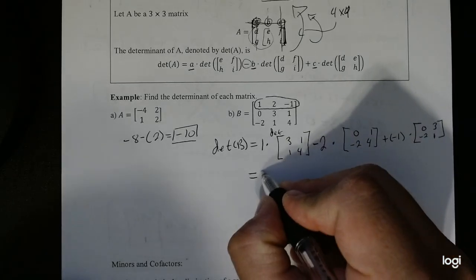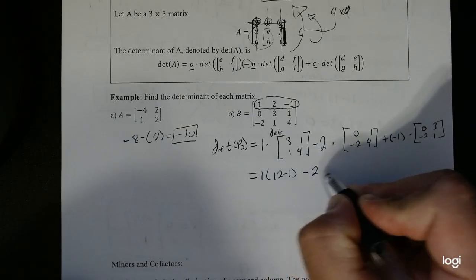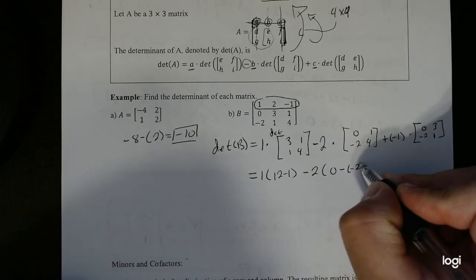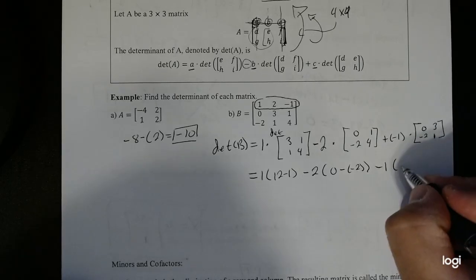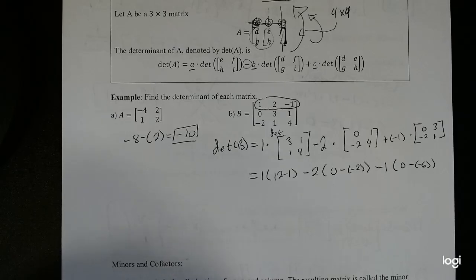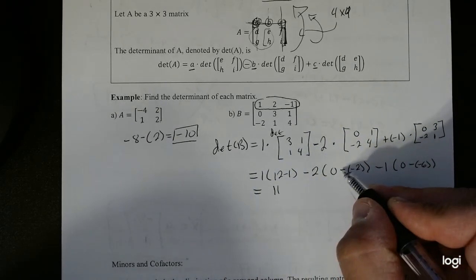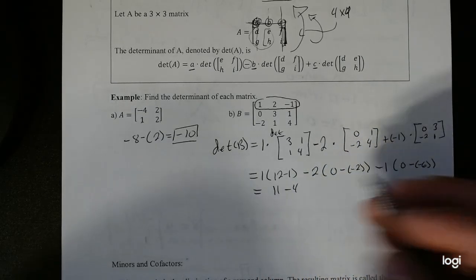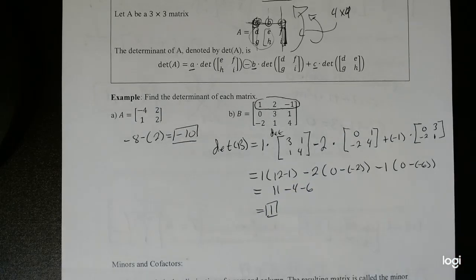Okay. And now we just slowly break each one individually. So it'll be 1 times 12 minus 1, minus 2 times 0 minus a negative 2, and then minus 1 times 0 minus a negative 6. Okay, so this gives me 11. This is a positive 2, so negative 4 when you multiply that by that. And this gives you a positive 6, but it's going to be negative there, so it gives you that. So we end up being just 1. All that for just 1.